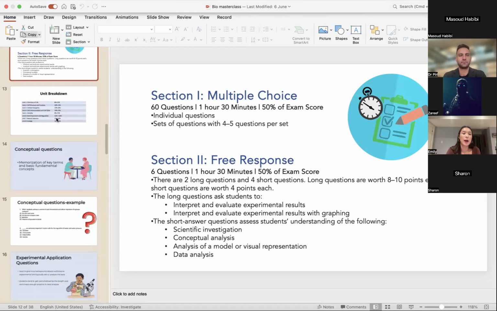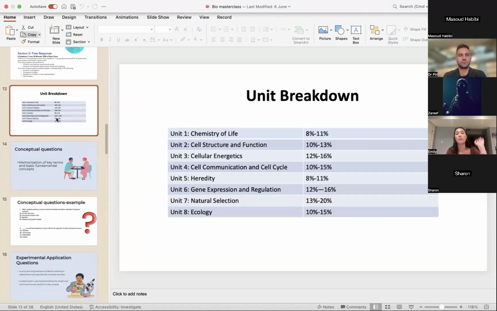Okay, so in terms of the unit breakdown, for all 8 of the units, it's pretty even in terms of how they're going to distribute it. I just like showing this because I know in chemistry, there's one unit that's really heavily favored. In bio, it's pretty evenly split throughout them, and they're all pretty much the same length.